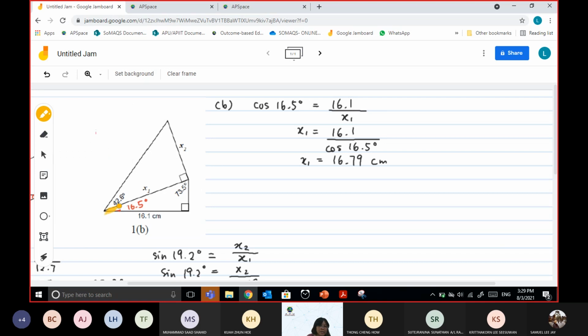Okay, so right now we are referring to this triangle. As we know, for a triangle, the total degree inside the triangle is actually 180, right? 180. So we already have an angle of 90, an angle of 73.5. So we take 180.